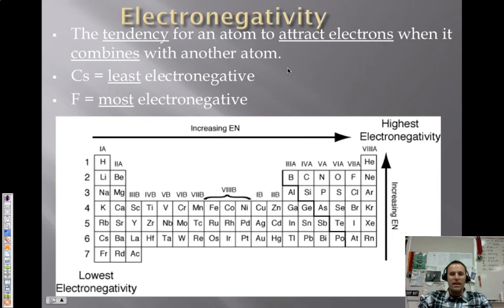It's very high. Cesium, on the other hand, is very low. In fact, it wants to give up electrons. It doesn't want any more electrons at all. Please, don't give me any more. In fact, take one of mine. Okay, that's what cesium is saying. So its electronegativity is very low.